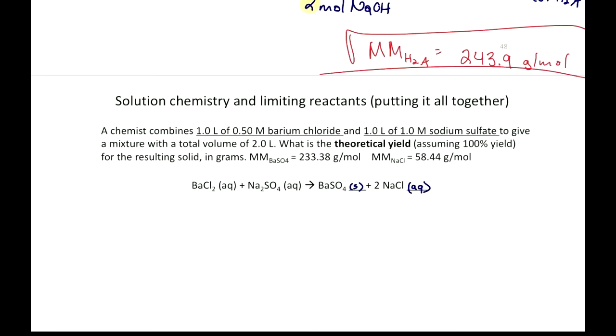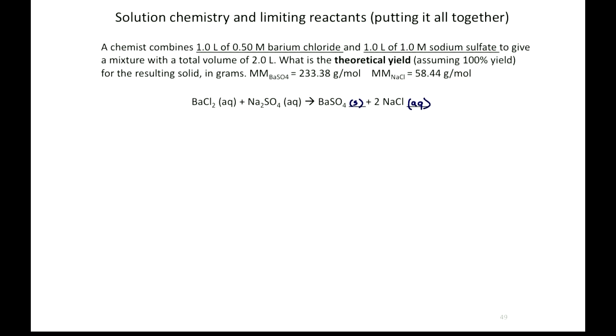So the idea here is that we have volume and concentration of 2 of the reactants. We want to figure out the theoretical yield. My strategy is to start with each reactant and figure out how much product it makes, and then you choose the smaller one. That's it, just like we did before. So I'm going to start with 1 liter of that barium chloride solution.